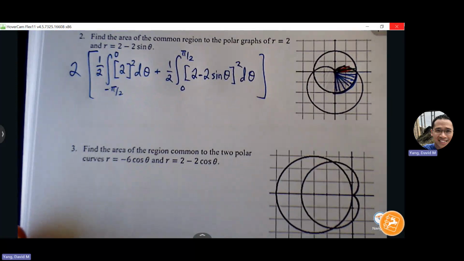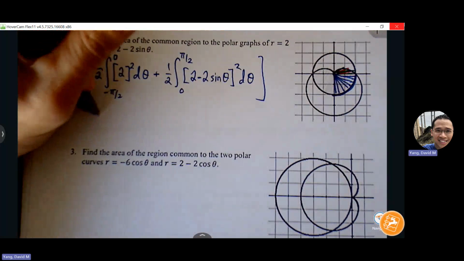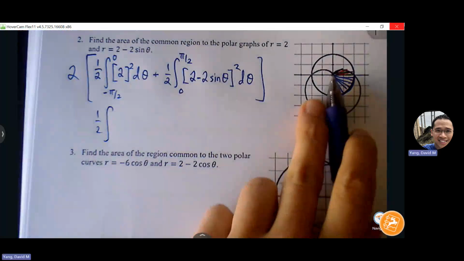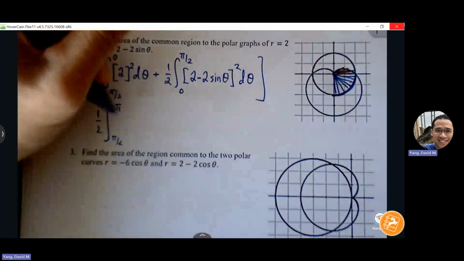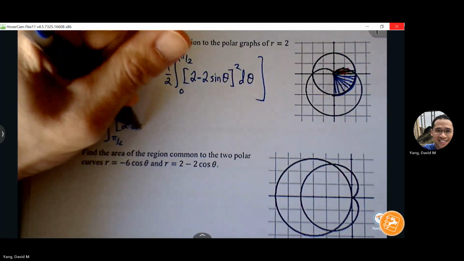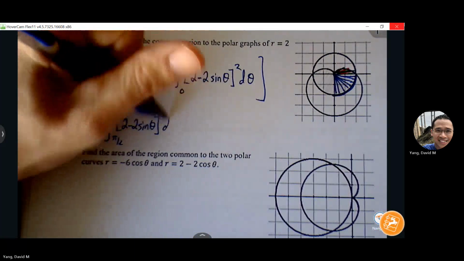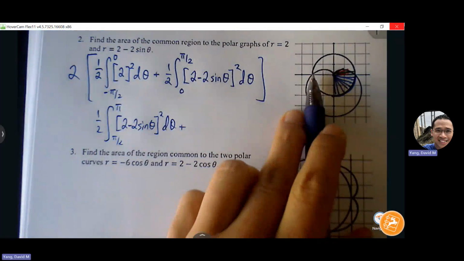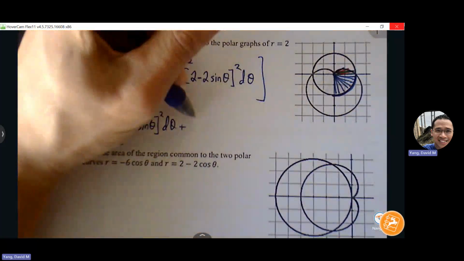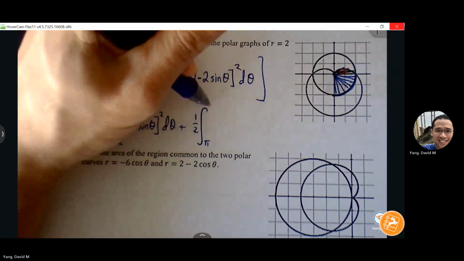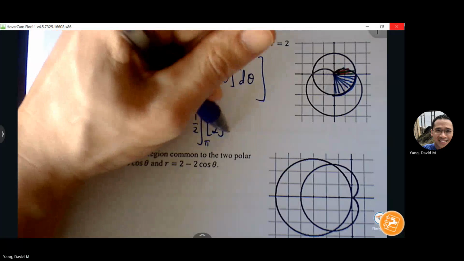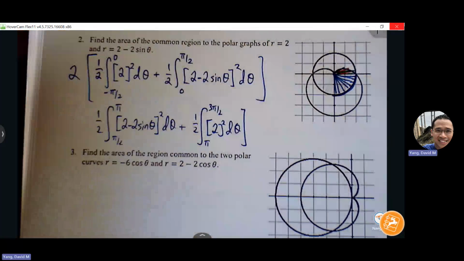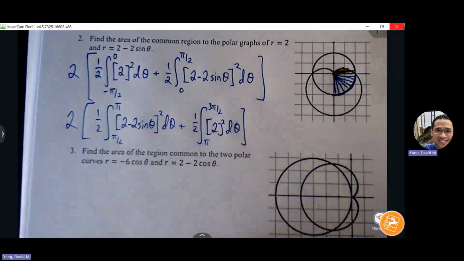Or let's say you want to do the second and third quadrant, that's fine as well. You can do 1/2 integral from pi over 2 to pi of the cardioid, and then from pi to 3 pi over 2 of the circle. Okay, so a lot of times you have multiple ways to do it. It's just up to you.